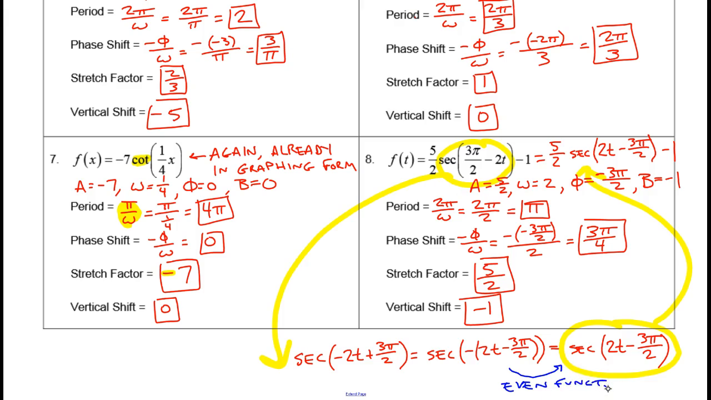Anyway, that's it for section 10.5. I hope you've thoroughly enjoyed these videos and they've helped you learn some information about the graphs of trigonometric functions.